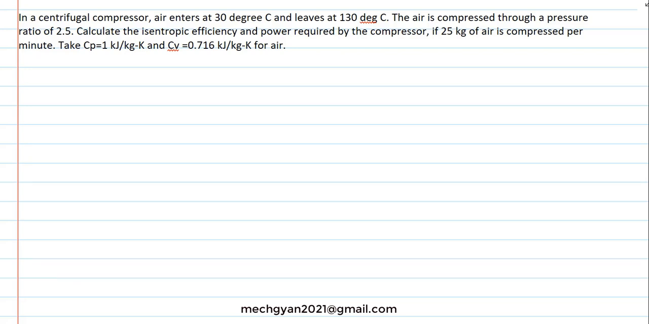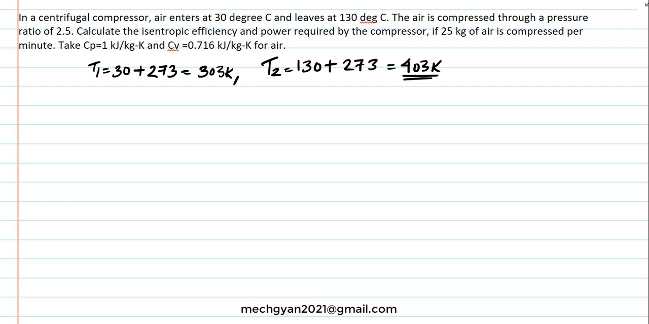So given air enters T1 equal to 30 degrees centigrade, that is 30 plus 273, so that is 303 Kelvin, and leaves at 130 degrees centigrade, so T2 equal to 130 plus 273, that is equal to 403 Kelvin. Air is compressed through a pressure ratio 2.5. Pressure ratio given is 2.5.